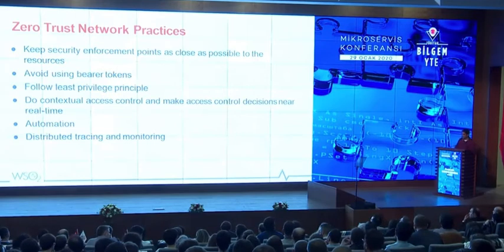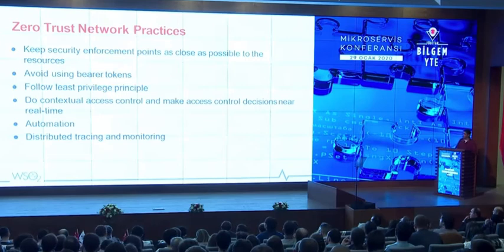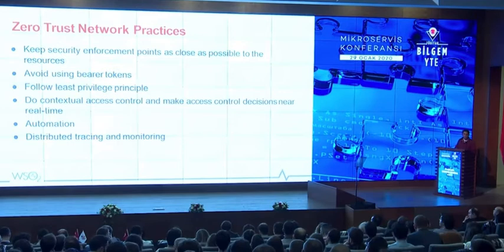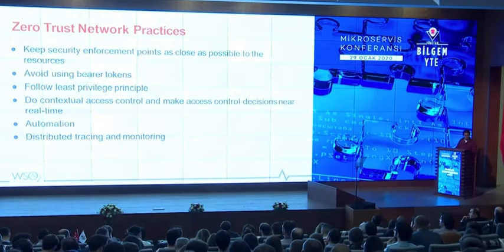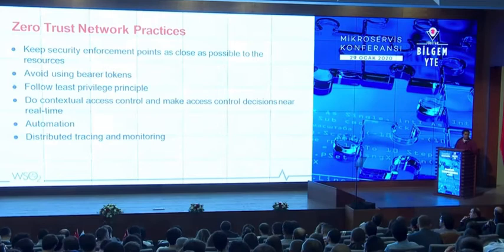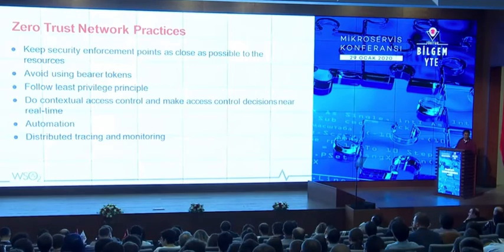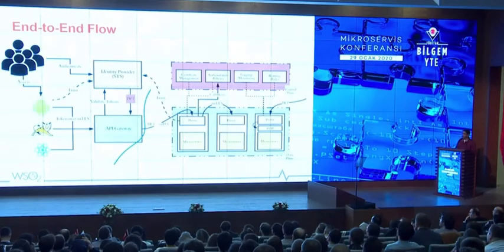Then do contextual access control and make access control decisions in near real time. That's why the call home pattern and the embedded PDP pattern differ from each other. With the embedded PDP pattern, you may have some policies, and if you don't get policy updates, then you are validating your request against stale policies. So you need to think about all this. Then automation is key, and you also need to worry about distributed tracing and monitoring.